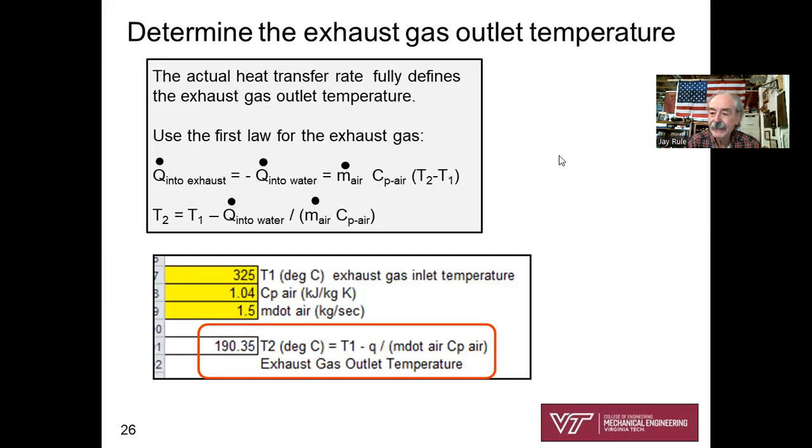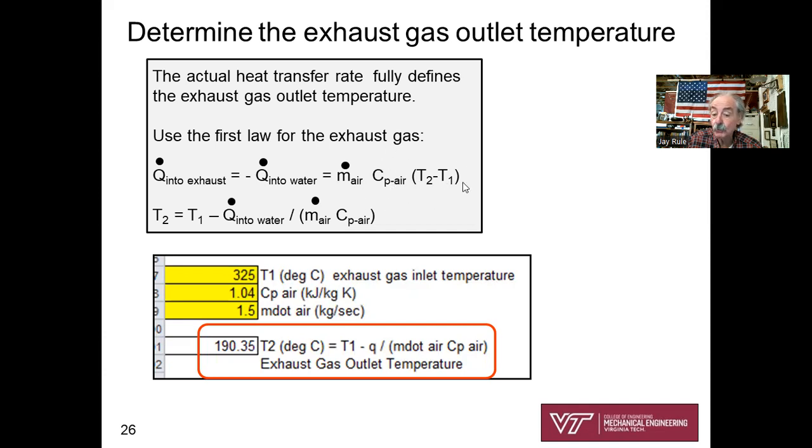Determine the exhaust gas outlet temperature. Well, if we have the heat transfer going into the exhaust, we can write the first law for the exhaust gas. Q dot into the exhaust, it's going to be a negative number, isn't it? Equals minus W dot, that's 0, equals m dot of the air times Cp of the air times T2 minus T1. Outlet temperature minus inlet temperature.